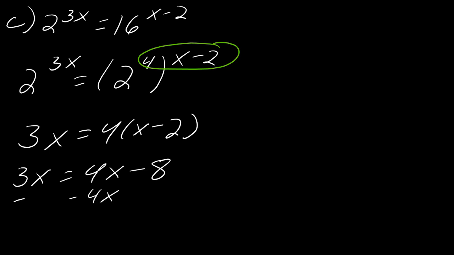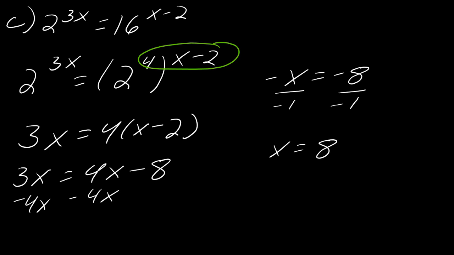So I can go ahead and subtract off the 4x so that I get negative x equals negative 8. And of course, if I divide both sides by negative 1, then I'll just get x equals 8. And so that will be the solution in that case.